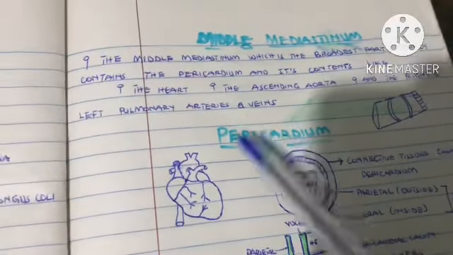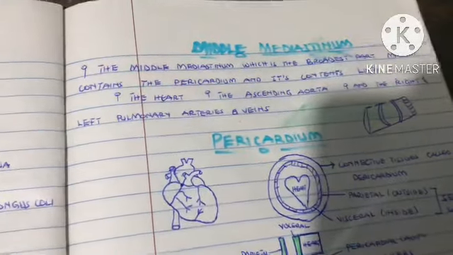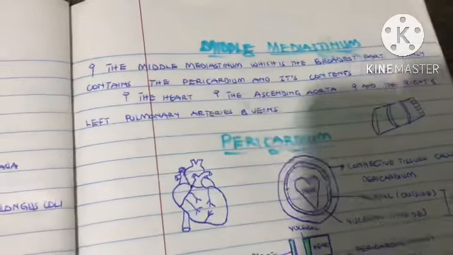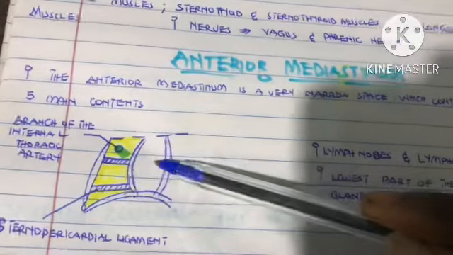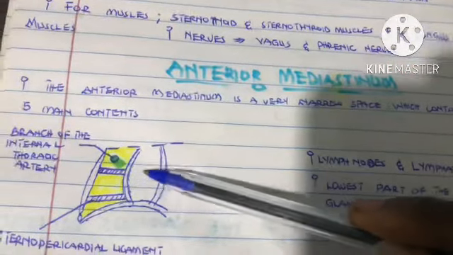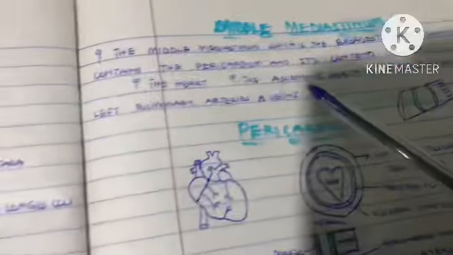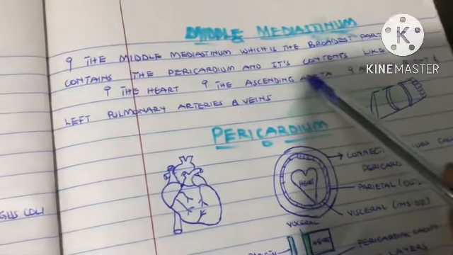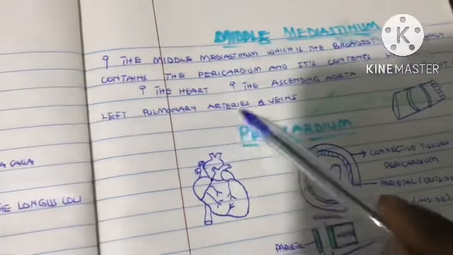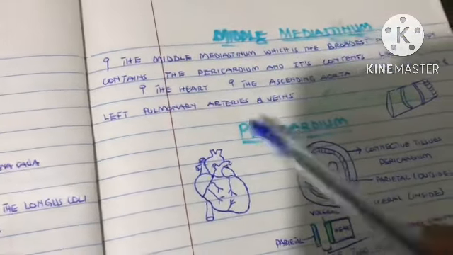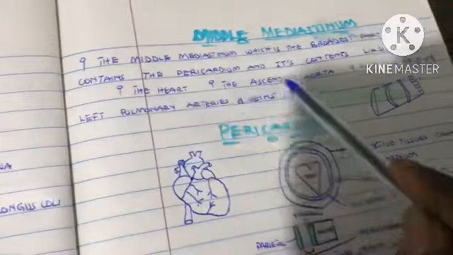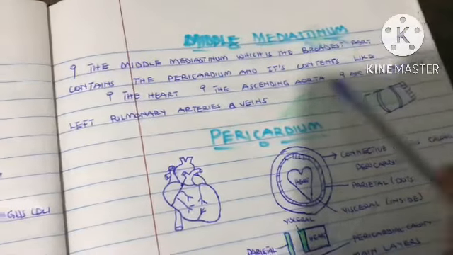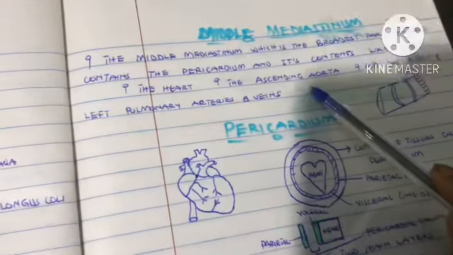The middle mediastinum, which is actually the broadest part, mainly contains the pericardium and its components. Some of its components are the heart, the ascending aorta, and the right and left pulmonary arteries and veins. We will look at all these. So let me repeat myself: some of the components of the middle mediastinum are the heart, the ascending aorta, and the right and left pulmonary arteries and veins.